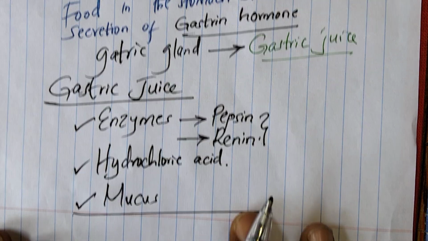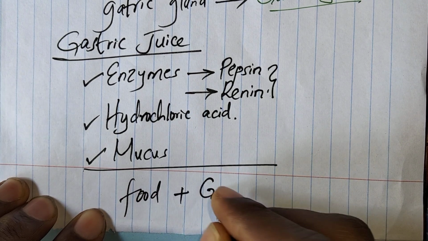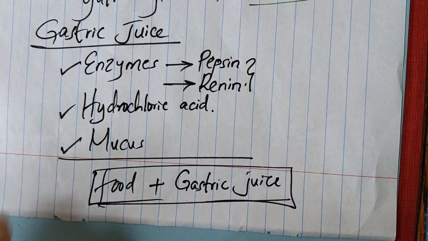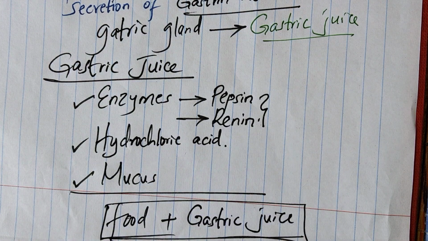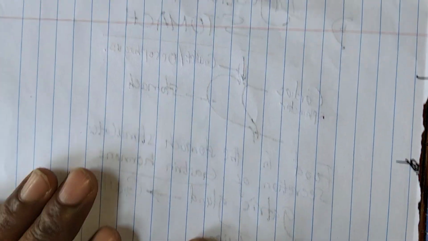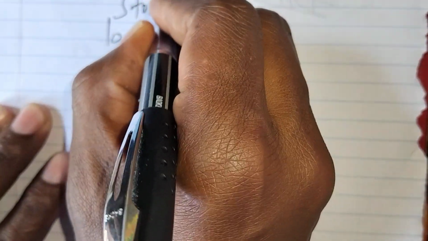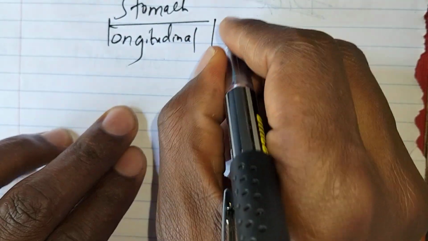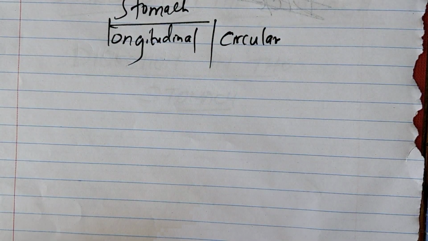Now, food in the stomach is now mixed. So we have food plus gastric juice components. So that food is now a mixture. The content in the stomach now is a mixture of food and gastric juice. We go back to the action of the stomach walls. The stomach walls are made up of muscles. The stomach wall has longitudinal and of course circular muscles.